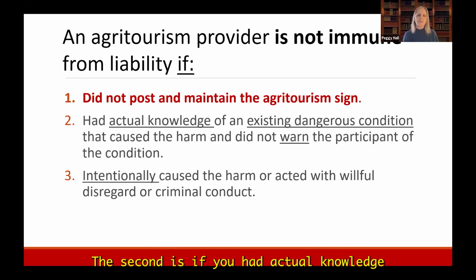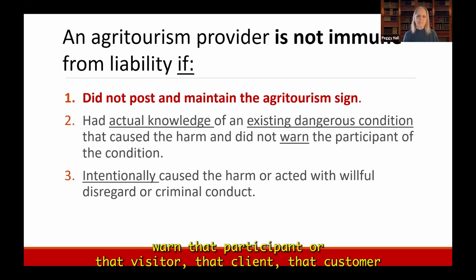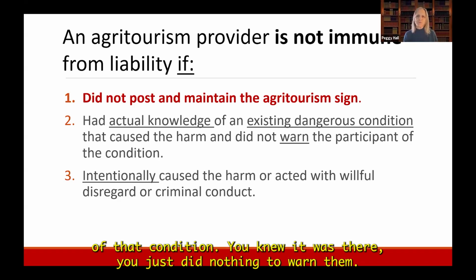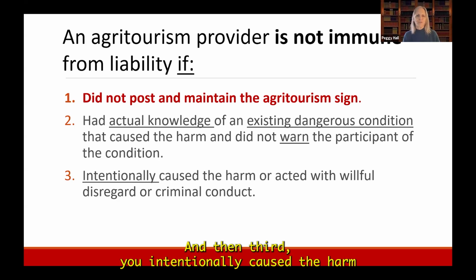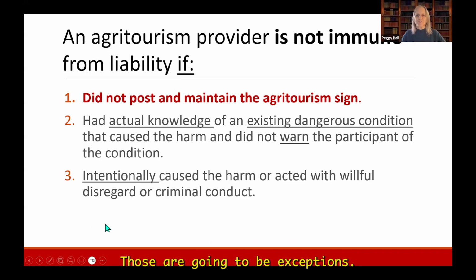The second is if you had actual knowledge of an existing dangerous condition and you just didn't warn that participant or that visitor, that client, that customer of that condition. You knew it was there, you just did nothing to warn them. And then third, you intentionally caused the harm or acted willfully with disregard to that customer's safety. Those are going to be exceptions.